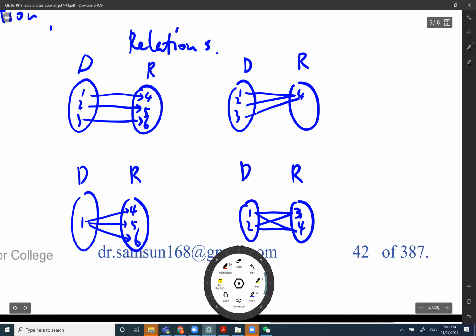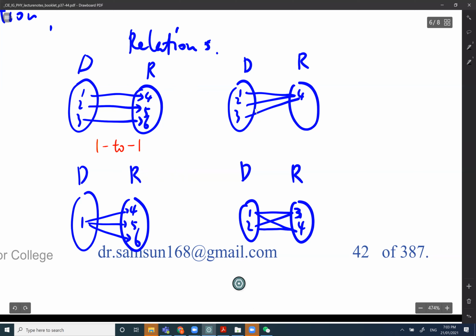Okay. This is called 1 to 1, or sometimes we just say 1, 1. Because 1 value on the left is related to 1 value on the right. This is called 1 to 1. The second one is called many to 1. This is called 1 to many. This is called many to many.